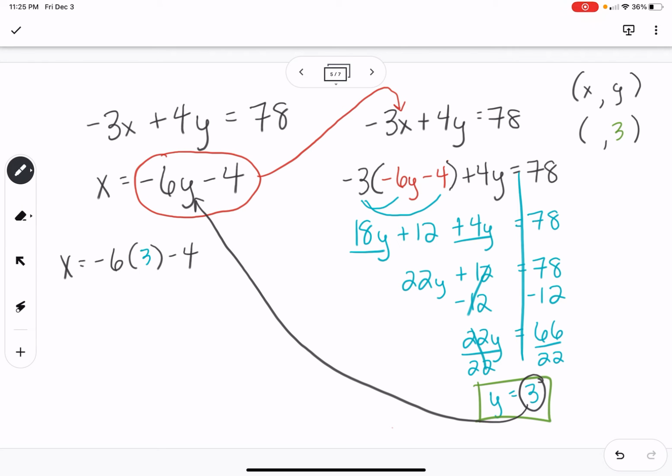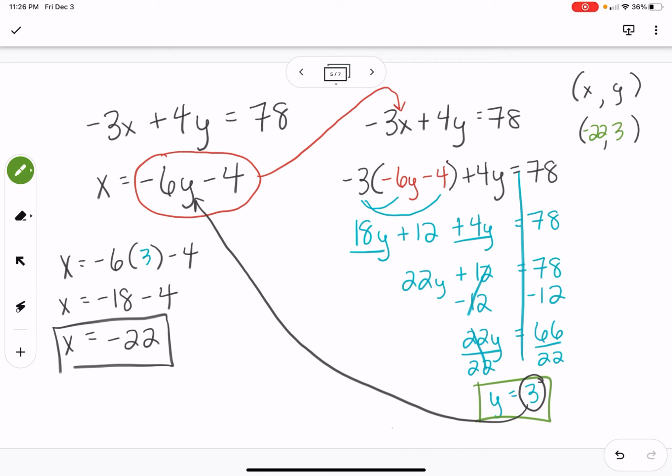And then -4. X is already by itself. All I have to do is simplify using PEMDAS, multiply first. -6 times 3 is -18. Bring down the -4. And then -18 minus 4 is -22. And that is the second half of my answer that I now plug in up here. So my answer is -22, comma 3.